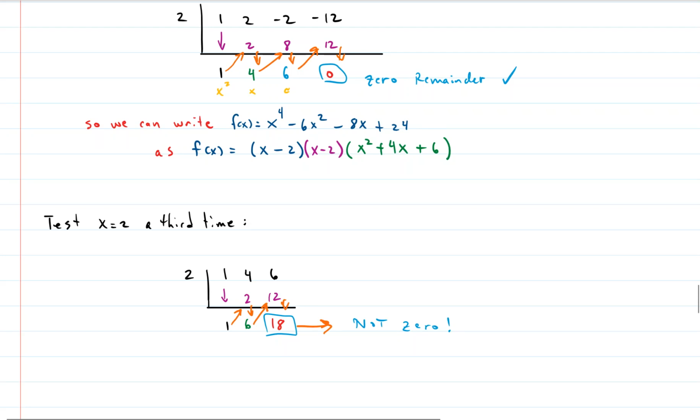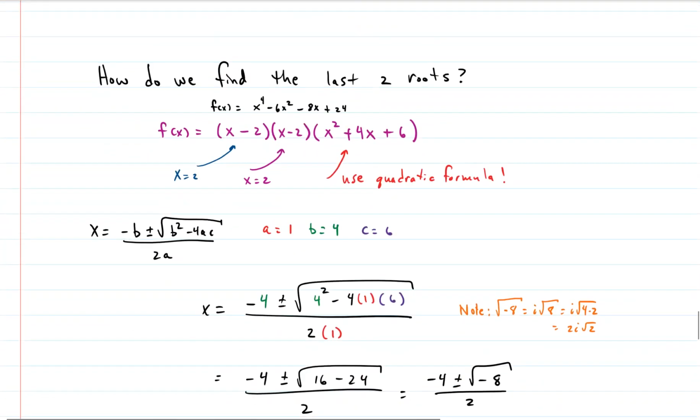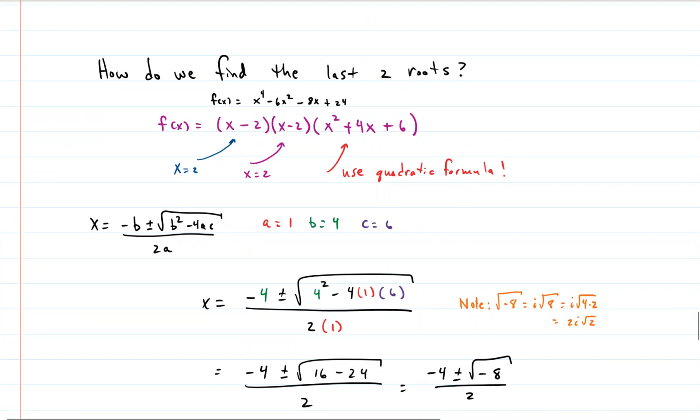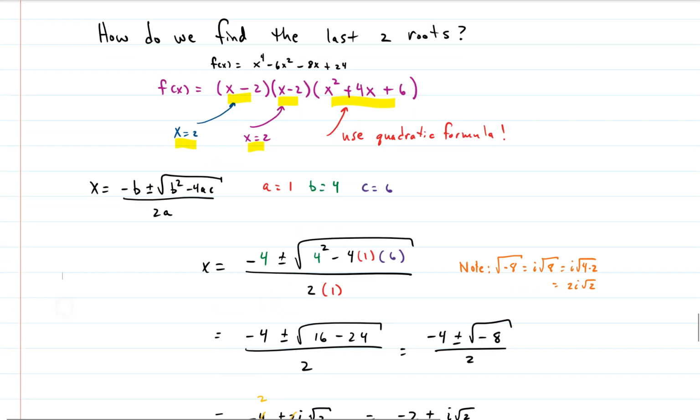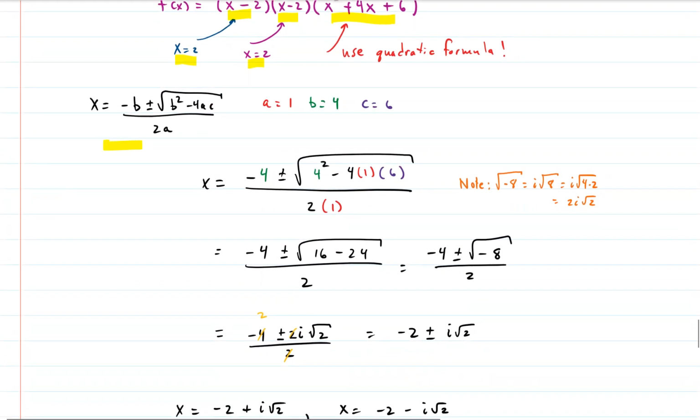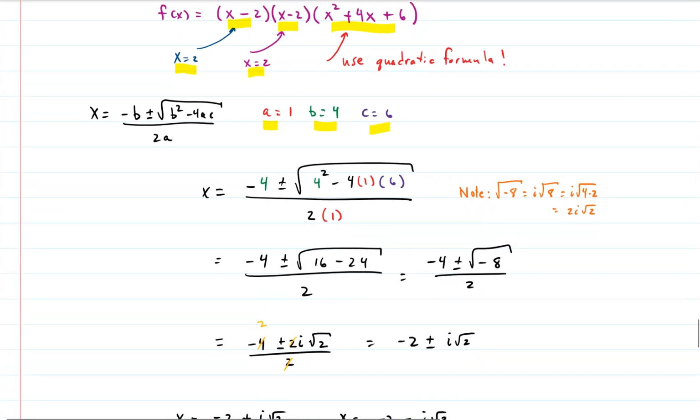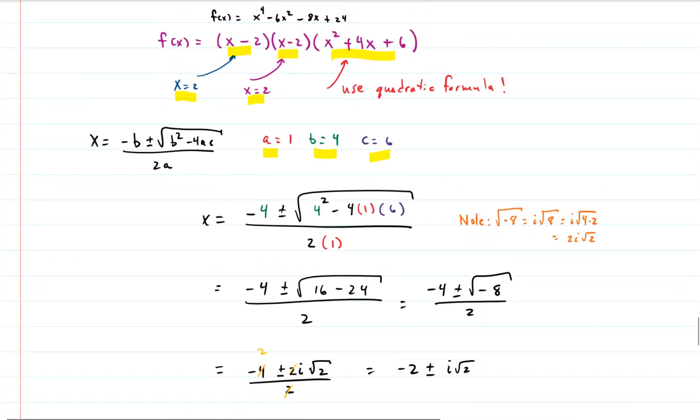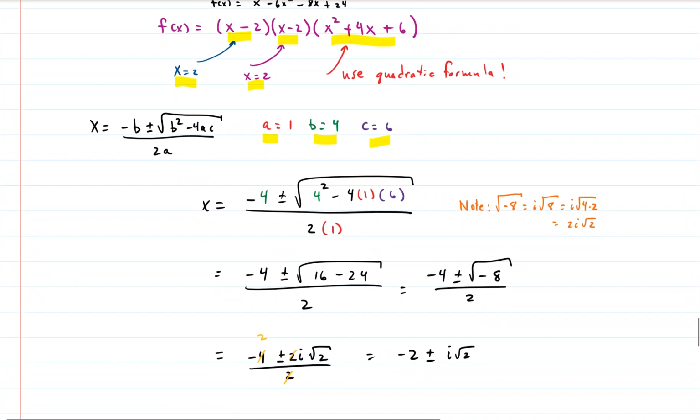And how are we going to find those? Well, again, we have the first root and the factor for that root. We have the second root and the factor for that root. So we will just use the quadratic formula to find the 2 remaining roots that are going to be imaginary. So our quadratic formula is here, just in case you forgot it. Our a, b, and c are 1, 4, and 6. Those are the coefficients in the quadratic. And then we just plug them into the formula.